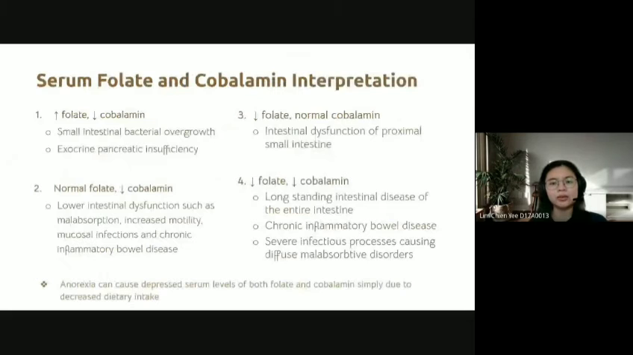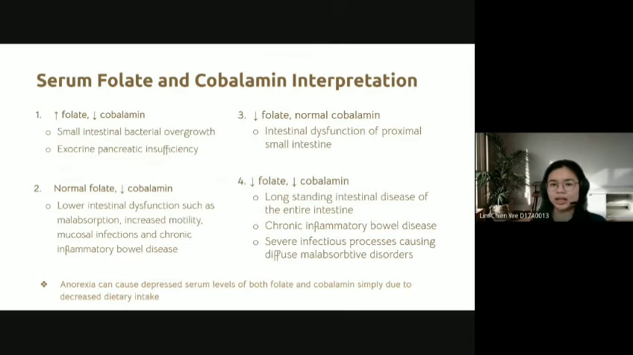Serum folate and cobalamin level can be interpreted together. If there is increase in serum folate level but decreased cobalamin level, it is indicative of small intestinal bacterial overgrowth. However, if there is normal serum folate level and decreased cobalamin, then there can be lower intestinal dysfunction, such as malabsorption, increased motility, mucosal infections, and chronic inflammatory bowel disease.